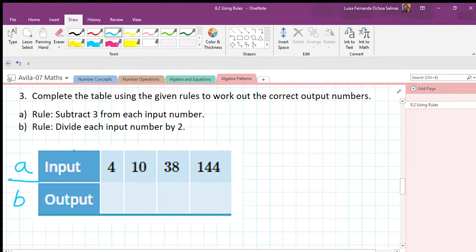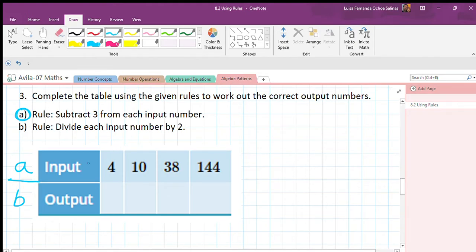So let's look at that rule. Rule A. This is going to look confusing because when I'm saying A, I'm meaning this example that I'm working here. I'm going to erase this one so we don't get confused. It says subtract 3 from each input number.